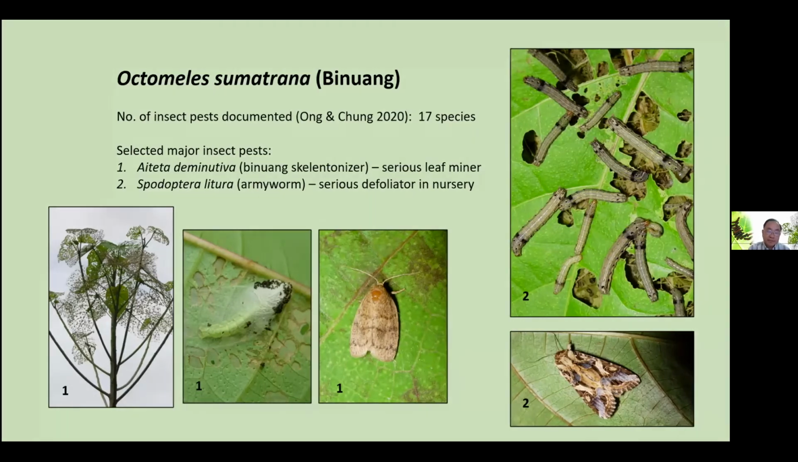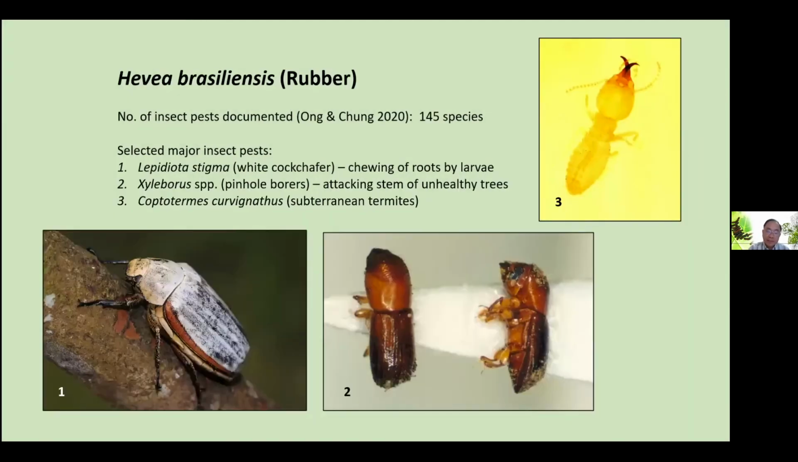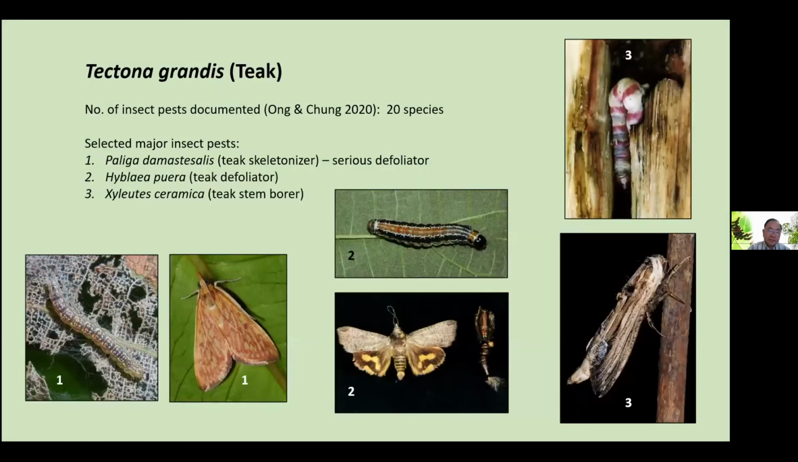Much research has been conducted on rubber, hence some 145 species of insect pests were documented. These include the larva of the white cockchafer, which attack the roots of rubber. Other pests include the pinhole borers, which attack the stem of unhealthy trees, and the subterranean termites also cause much damage to rubber.